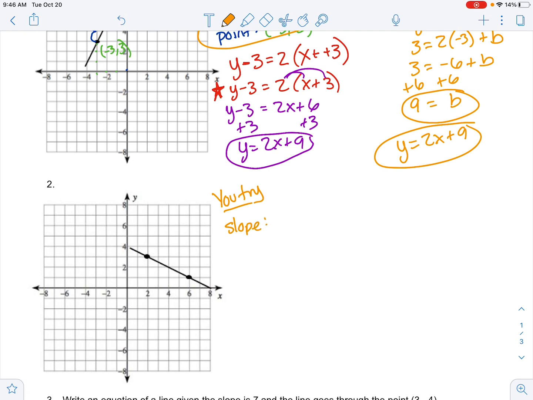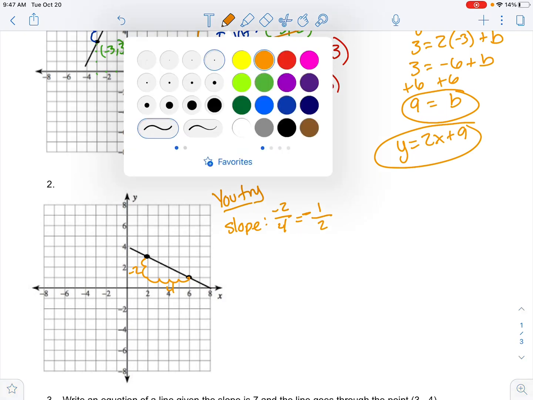All right, so our slope, we count rise over run. So down 1, 2, over 1, 2, 3, 4. So we have -2 over 4. Simplify that. 2 goes into top and bottom. -2 divided by 2 would be 1. 4 divided by 2 is 2. So we have -1/2 for our slope.